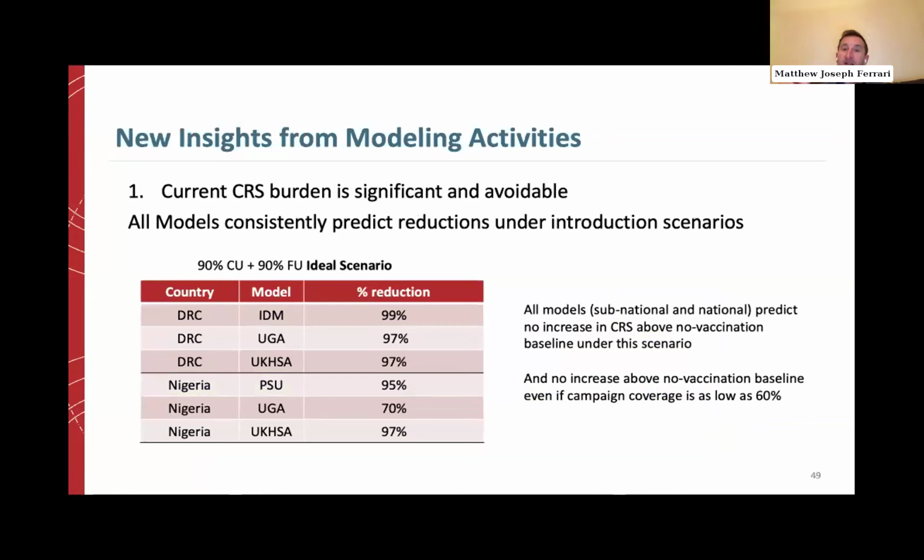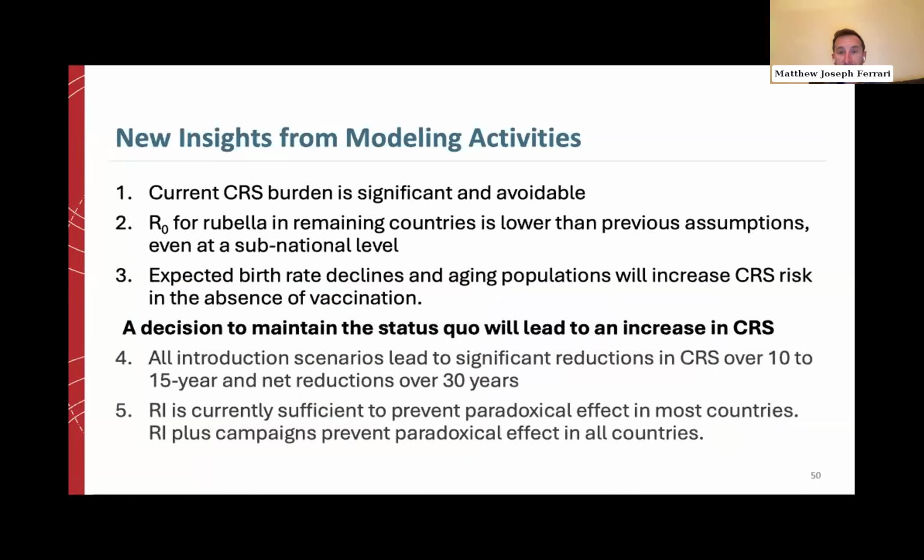All of our models predict large potential reductions in CRS under optimistic scenarios, with 70 to 99% reductions of CRS over 30 years in all cases. All models predict no paradoxical effect in any country as long as the campaign coverage is greater than 60%. We've also shown that the expected demographic change will actually lead to an increase in CRS rate per 100,000 live births in the absence of vaccination. So maintaining the status quo would lead to an increase in CRS.